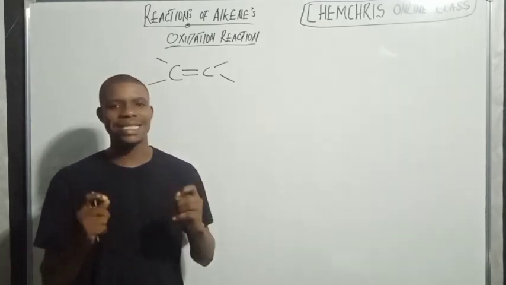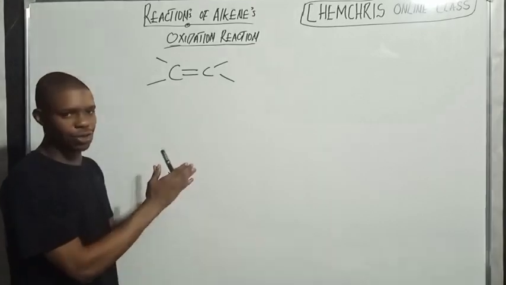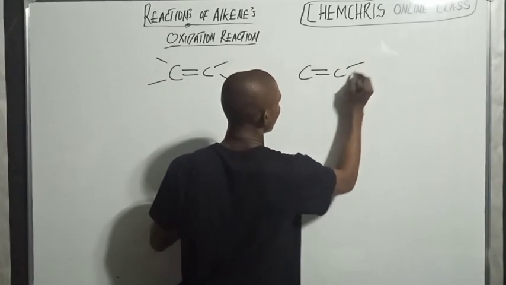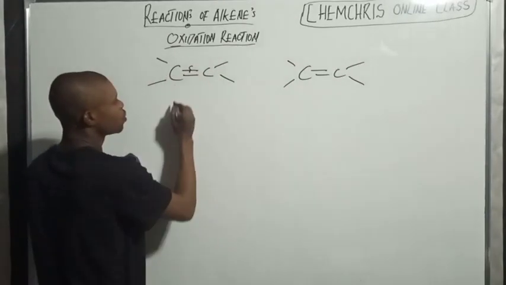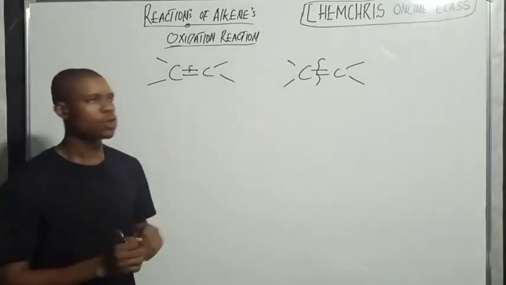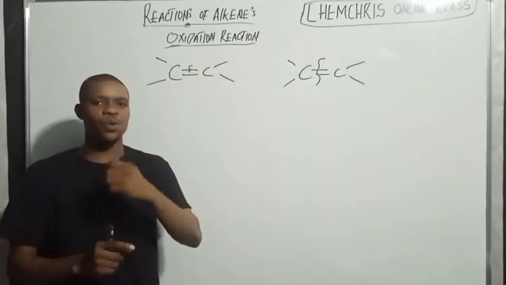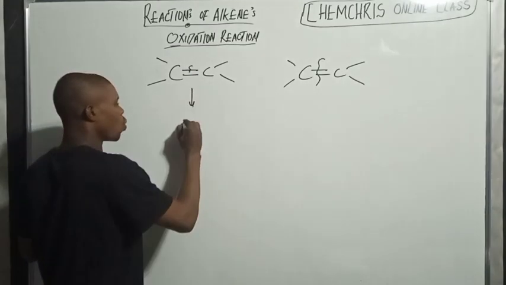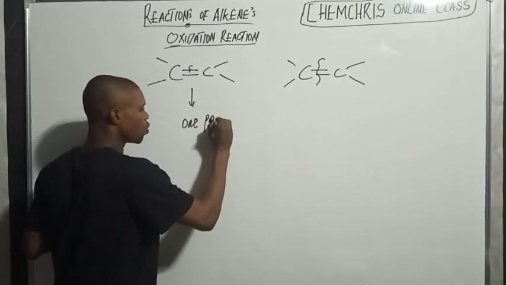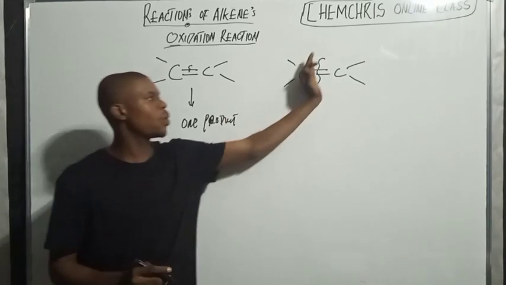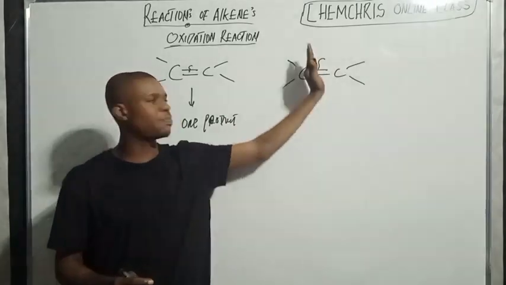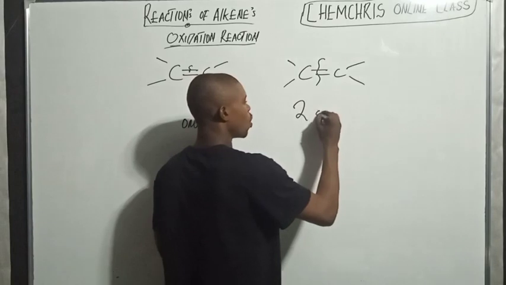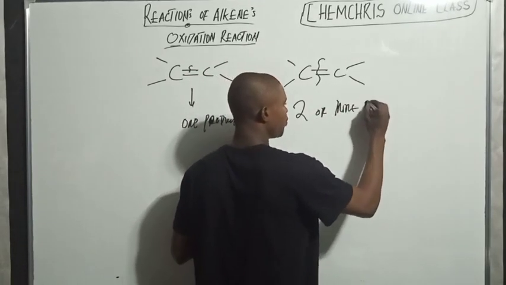So in some oxidation reactions you can only break the pi bond, and in others you can break both. When a reaction involves breaking of only the pi bond, you are going to get one product. But when it involves breaking of both the pi bond and the sigma bond, you are going to get two or more products.